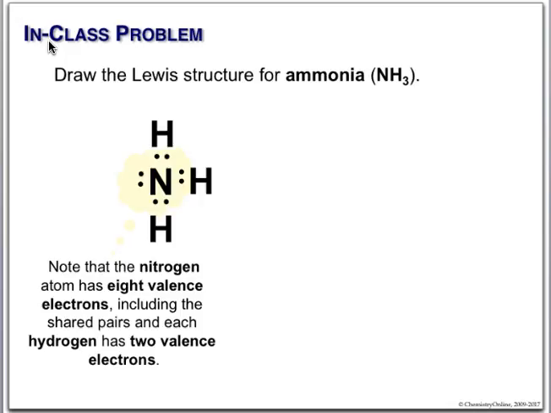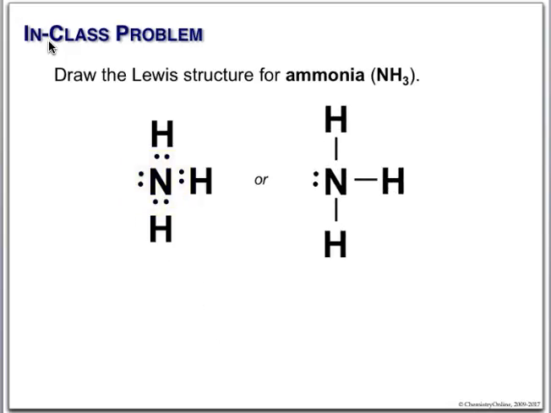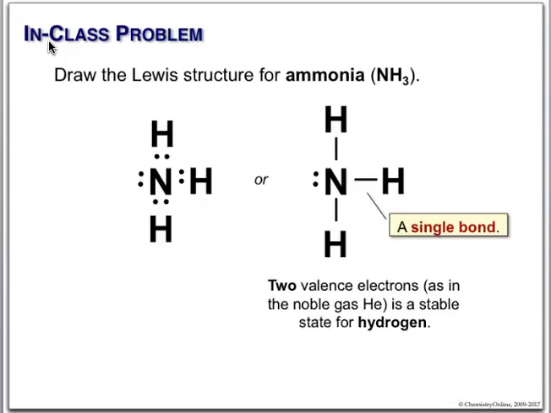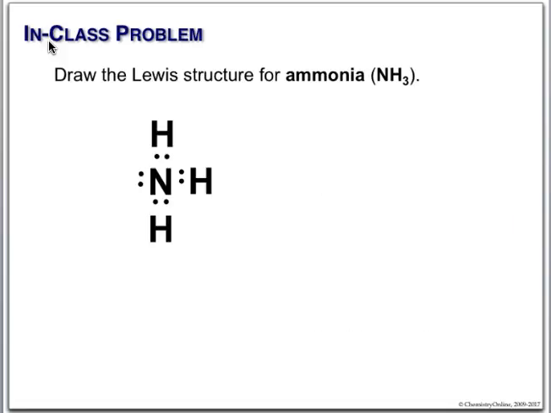Now remember I said instead of drawing little dots, we'll draw lines. Here's our nitrogen. Each of these lines represents 2 shared electrons. We'll also just call these single bonds. The nitrogen has the 5. Nitrogen has 5. Hydrogen has 1.